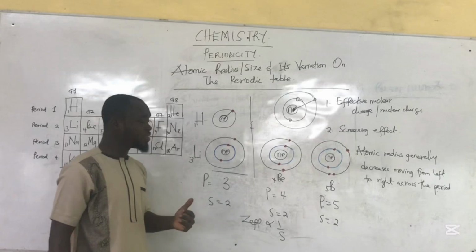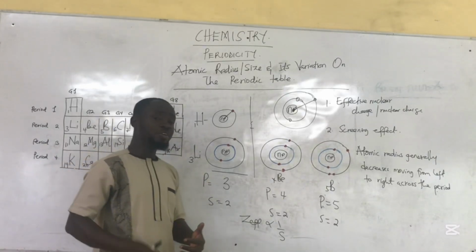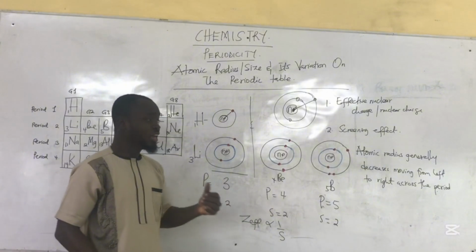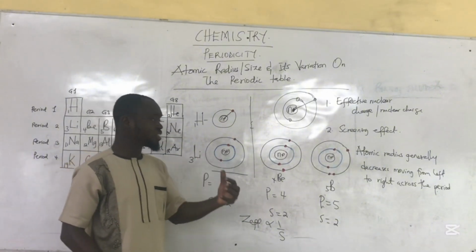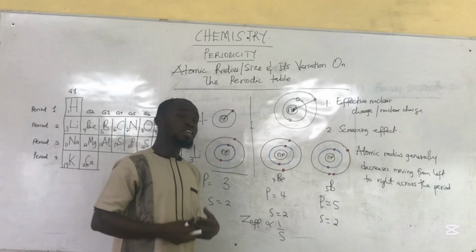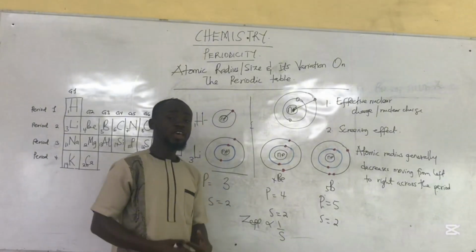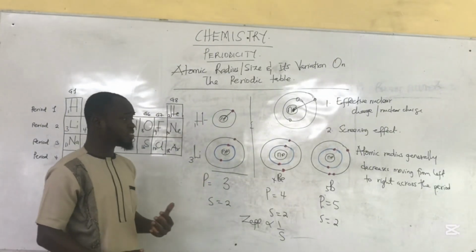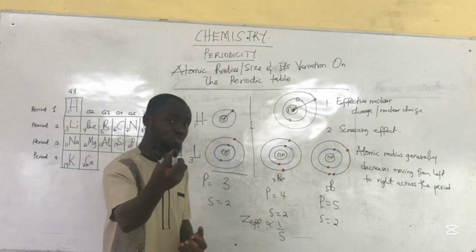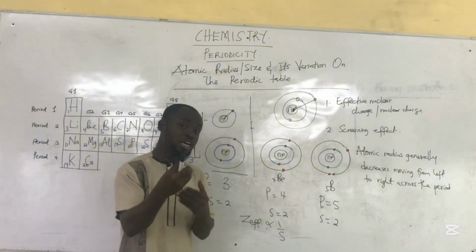But there is an increase in number of protons. And an increase in number of protons means that there is an increase in nuclear attraction. An increase in nuclear attraction which exceeds the screening electrons means that there is an increase in effective nuclear charge. And while there is an increase in effective nuclear charge, the distance between the valence electrons and the protons becomes very, very small.